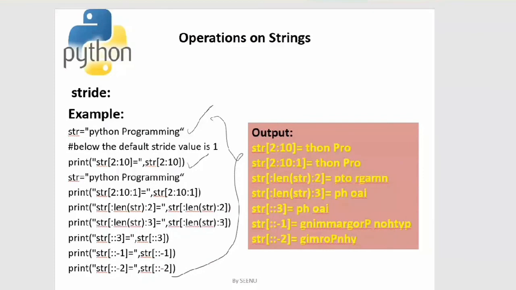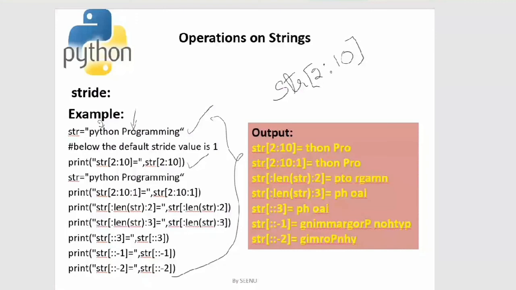What is the operation? The first operation I mentioned is str[2:10]. From the second index onwards, it will start printing the characters till index 10, that is, 10 minus 1 index. You can see that the second one is T, and it has printed till O, which is index 9. So till 9 it has printed. So the first output is clear.